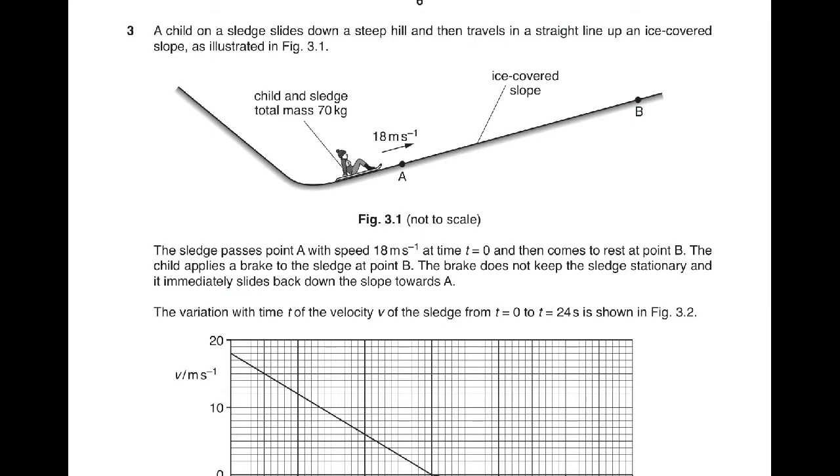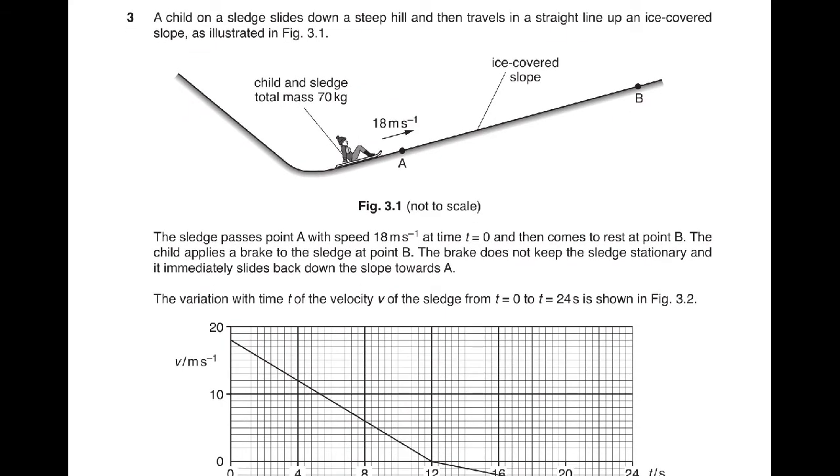This one, we're going to have to read some data from a graph for this. So let's see what the situation is first. A child on a sledge slides down a steep hill and then travels in a straight line up an ice-covered slope.